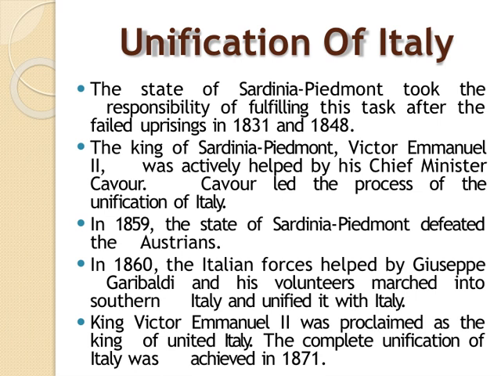In 1859, Sardinia-Piedmont scored a significant victory by defeating the Austrians, which was a major step toward unification. This victory weakened Austrian influence in Italy and set the stage for further unification efforts. Then, in 1860, Italian forces, with the help of Giuseppe Garibaldi and his volunteers, marched into southern Italy. This campaign was crucial because it helped bring the southern regions into the fold, effectively uniting the entire Italian peninsula.